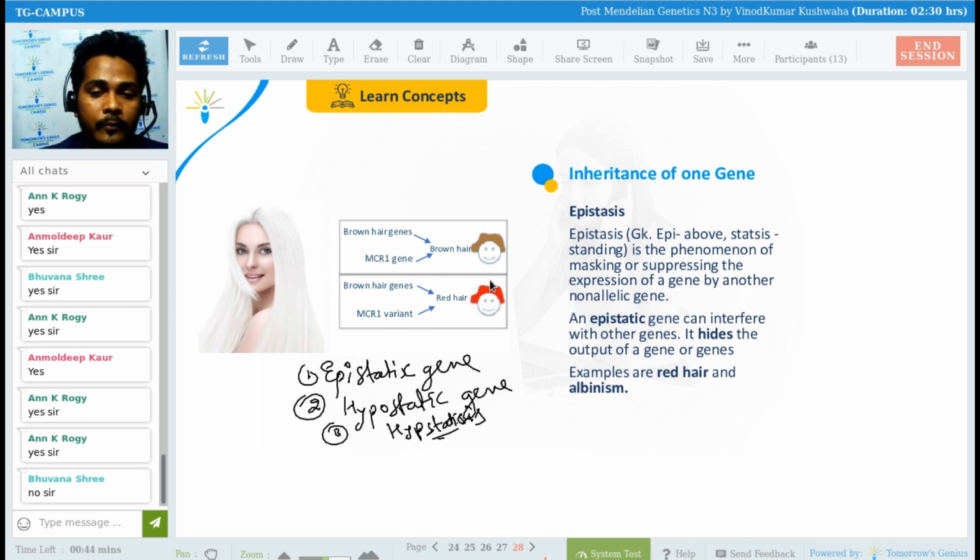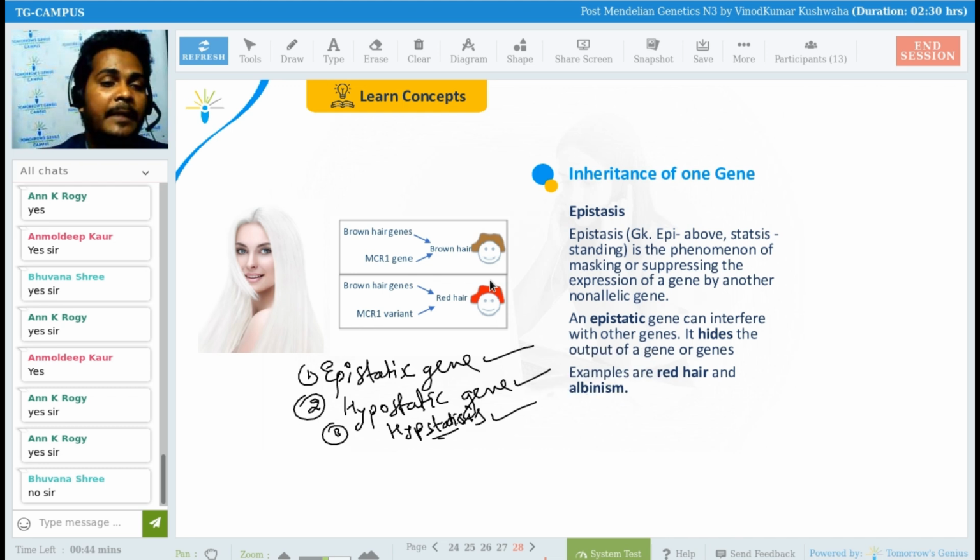So here, what is epistasis? The gene which suppresses the expression of an intergenic gene is called an epistatic gene, right? And the gene which is suppressed by the presence of an intergenic gene is termed a hypostatic gene. And similarly, the effect of a gene that gets expressed due to the presence of a non-allelic gene is called hypostasis. So this is hypostasis, this is epistasis, and there is a hypostatic gene.